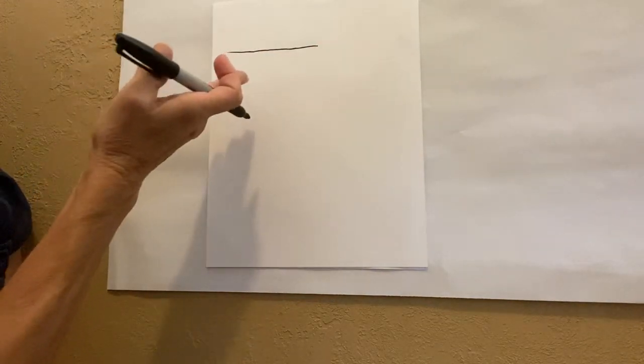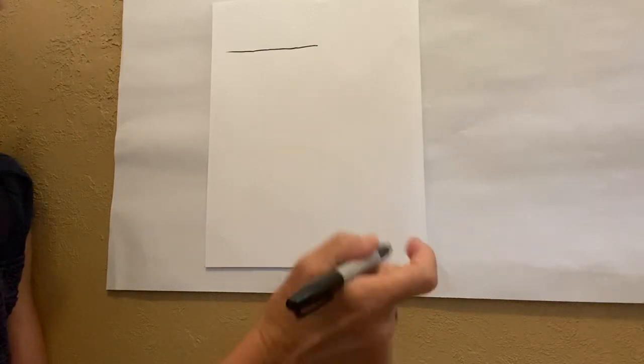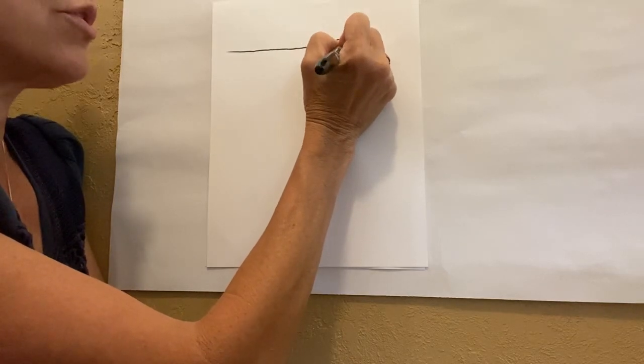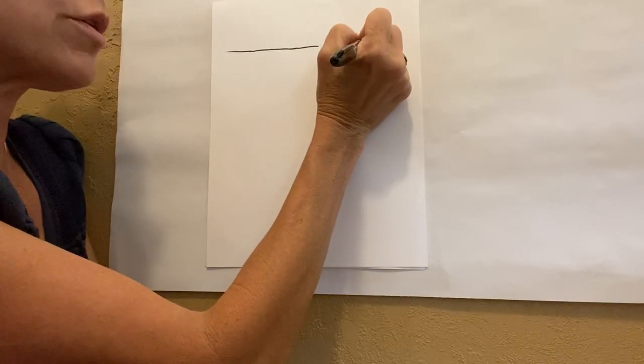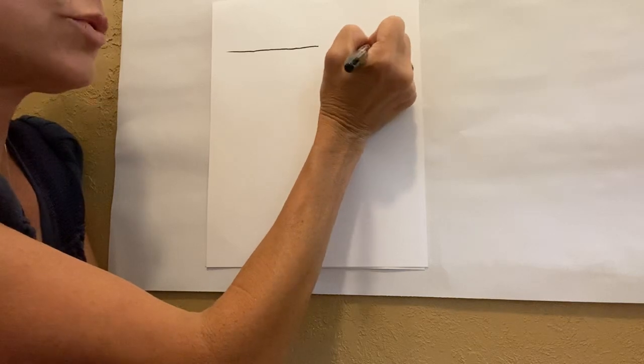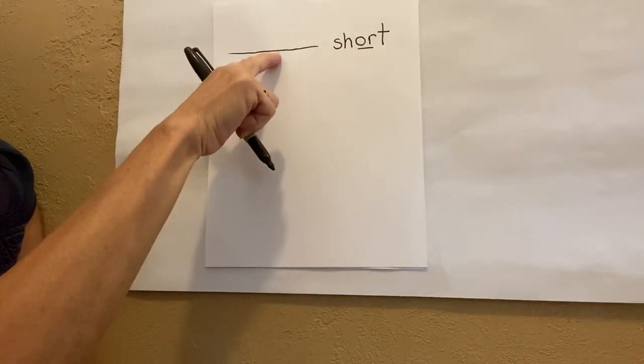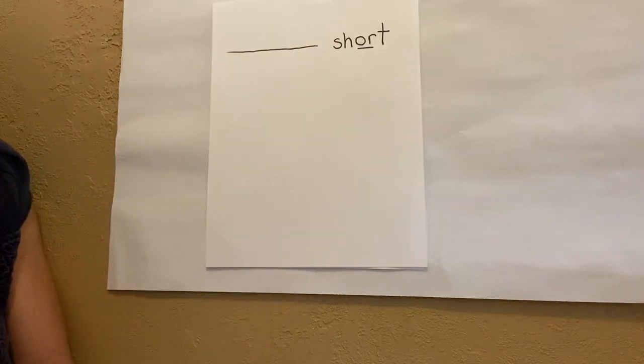The adjective to describe this one, it's just a short line. Oh, look at that. We can practice. Short. So to describe this line, it's just a short line. I did not ask you to make a long line, right?